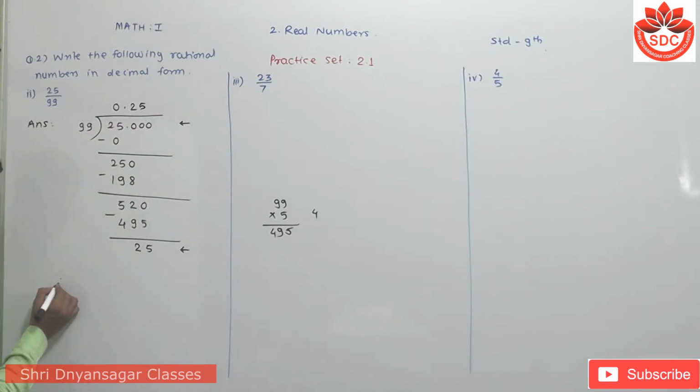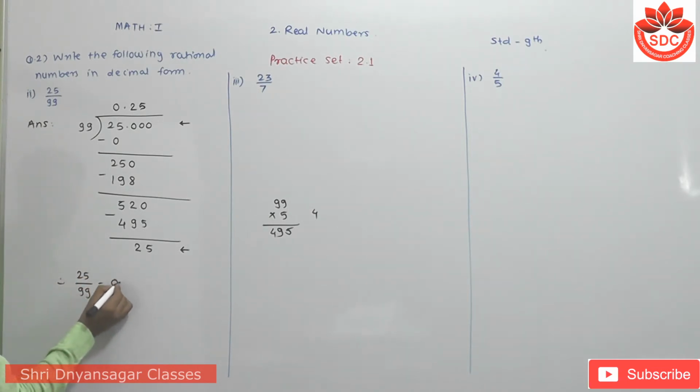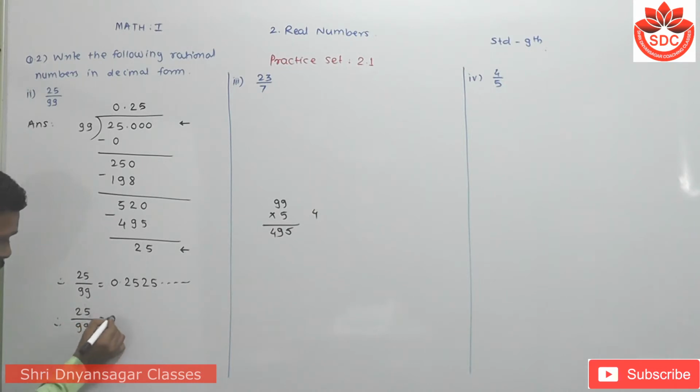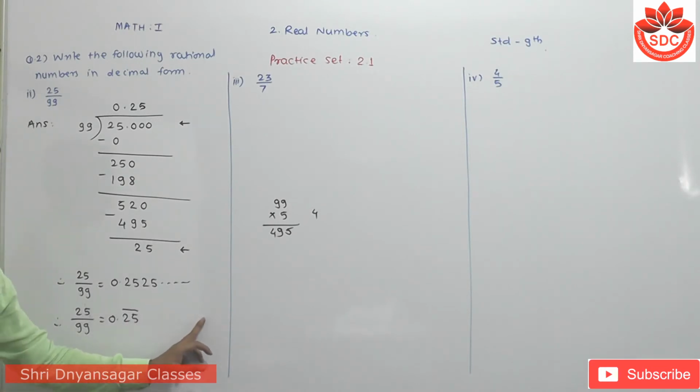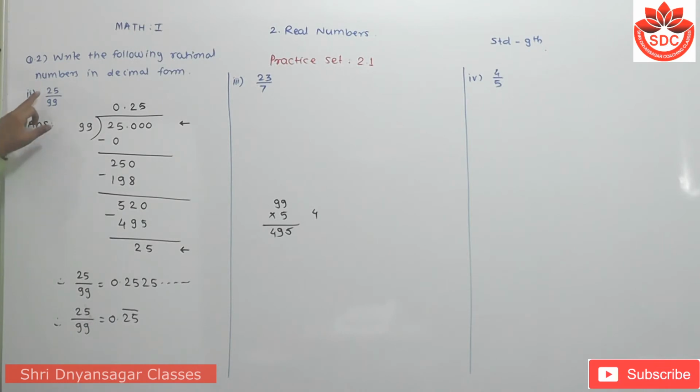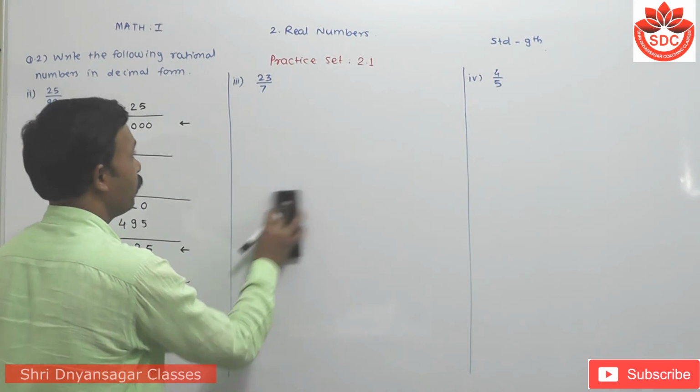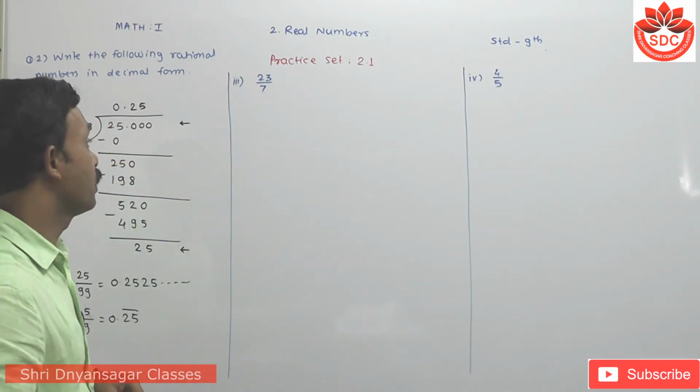Therefore, 25 upon 99 is equal to 0.252525. This means the answer is 25 upon 99 equals 0.25 recurring, with a bar. This means this number comes many times. Okay, this is the decimal form of 25 upon 99. In the same way, we have to find the decimal form of 23 upon 7.